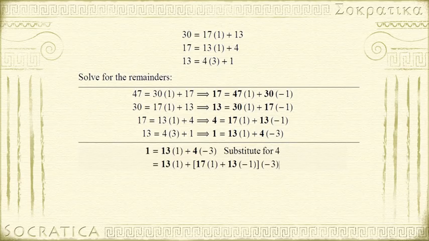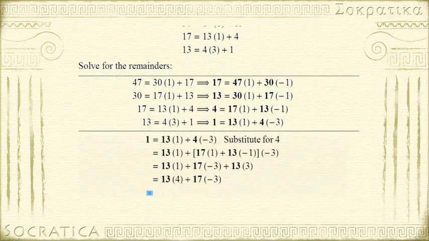Now here we need to distribute through the negative 3, and we're going to take care to multiply negative 3 by the numbers in parentheses, because those are the solutions. So we do this and we get 13 times 1 plus 17 times negative 3 plus 13 times 3. Now combine like terms and we get 13 times 4 plus 17 times negative 3. So we've eliminated 4 and we're now left with just 13 and 17.